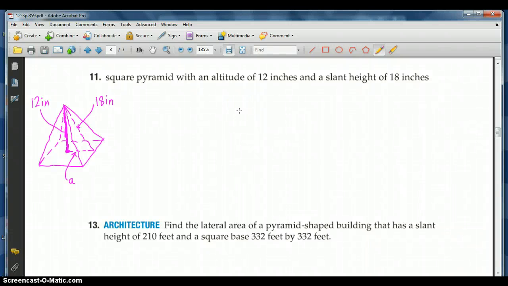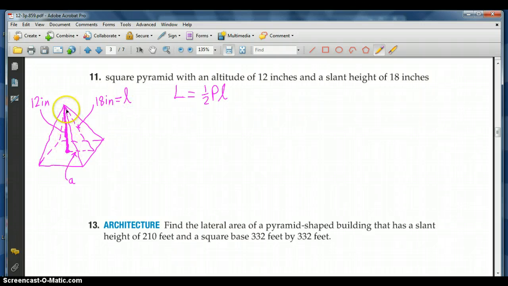Okay, section 12.3, picking up with number 11, a square pyramid with an altitude of 12 inches, slant height of 18 inches. We want to find the lateral area and the surface area. So our lateral area is half of the perimeter of the base times the slant height. So we're given the slant height, which is 18 inches.